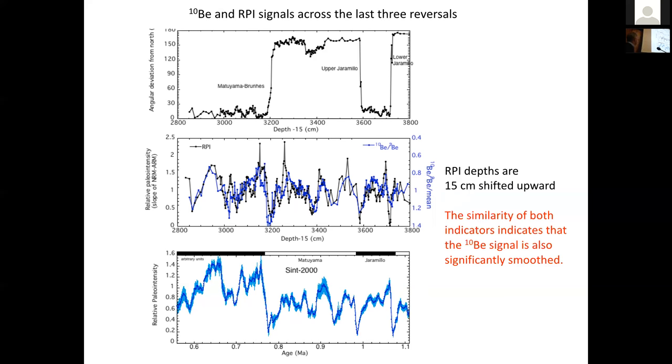This is pleasant because it means that once we have this sort of common variation, we probably can use that as an evaluation of the relative paleo intensity study, the scope we have in mind being to deal with several sets of records like that over a long time period, and calculate another composite record using the coherency between RPI, relative paleo intensity, and beryllium 10.